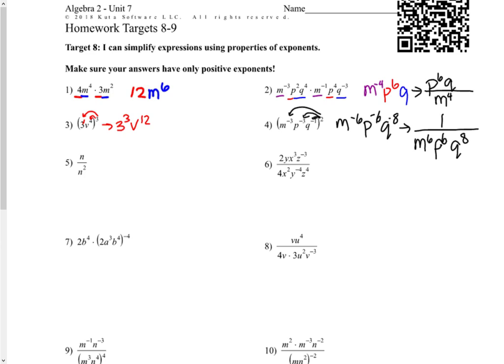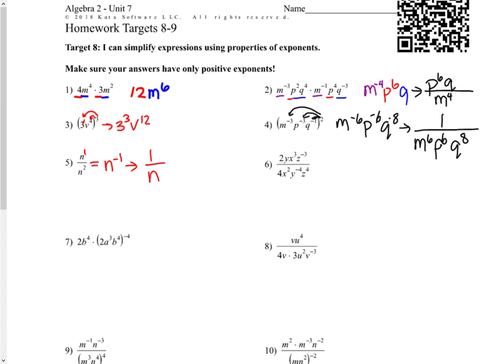In number 5, I have division. Remember, our rule for division is we have to subtract the exponents. In the numerator, I know I have an exponent of 1, so I'm going to do 1 minus 2, so I get n to the negative first. I can't have that negative exponent, so I move it to the denominator. So I have 1 over n. You could also put 1 over n to the first.